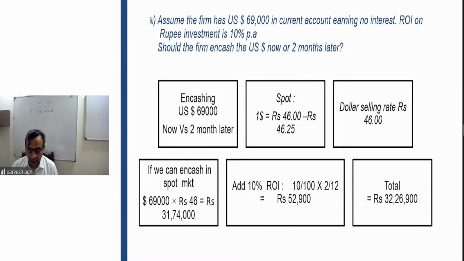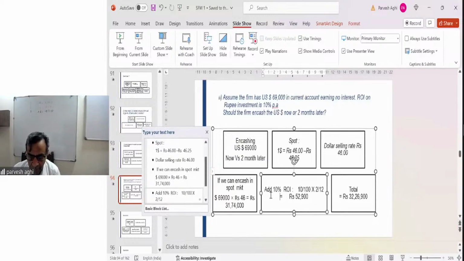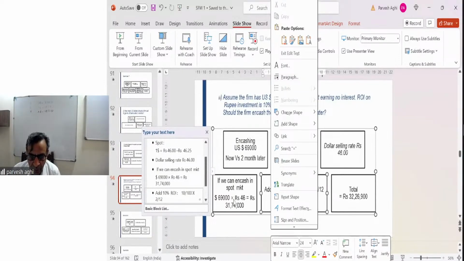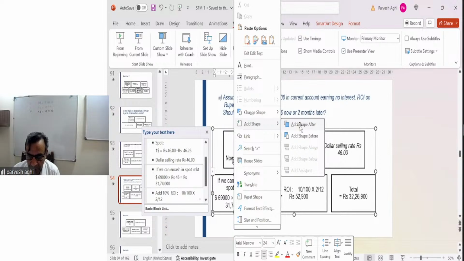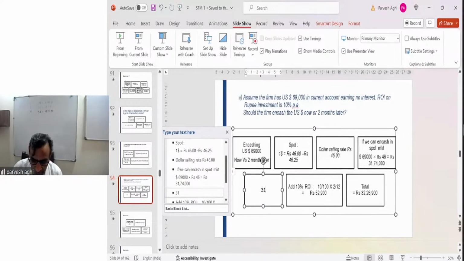Okay, then we take 31,74,000. You just put this number into 10%. So for full year, you will get 3,00,000. Suppose I add one more shape here. So here I'm saying 31 lakh 74,000 into 10%. So I get a figure of 3 lakh 17,400.